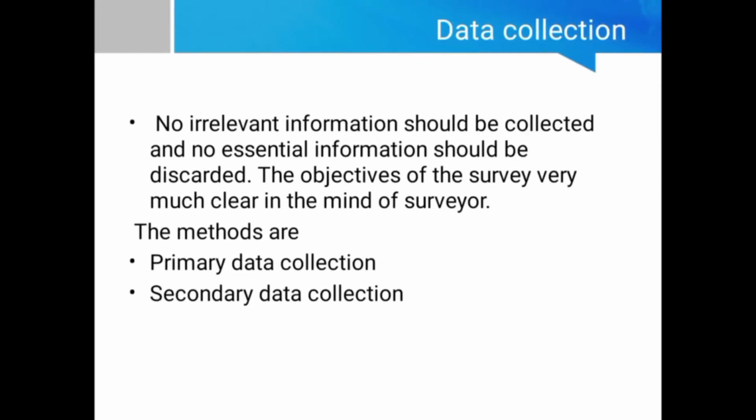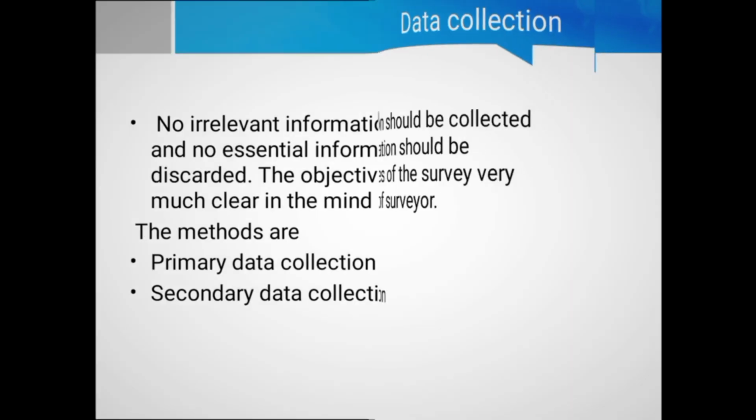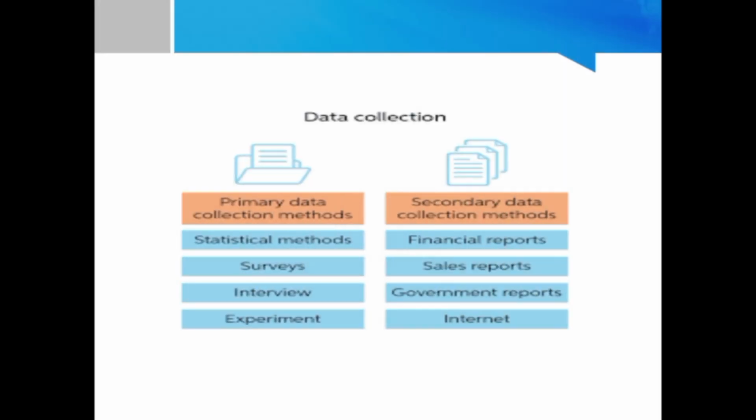Data collection. No irrelevant information should be collected and no essential information should be discarded. The objectives of a survey should be very clear in the mind of the surveyor. The methods are primary data collection and secondary data collection. Here is the diagram of data collection.